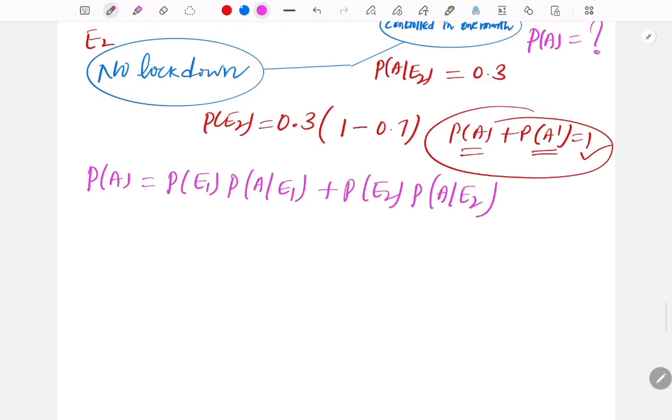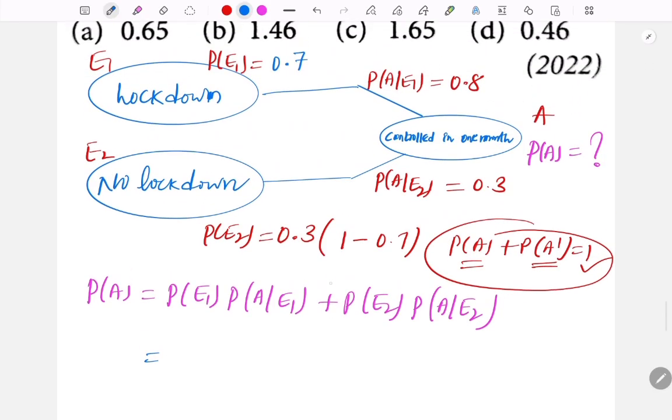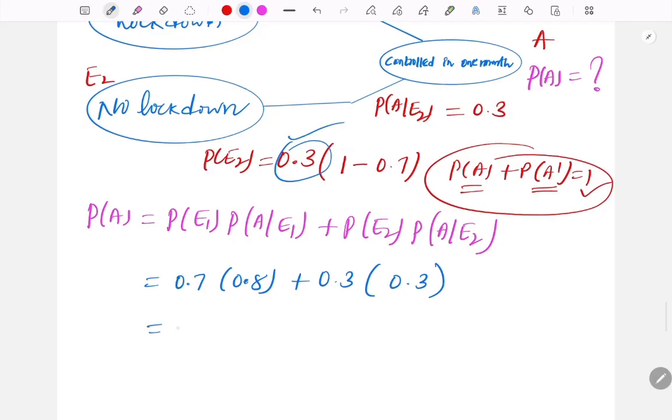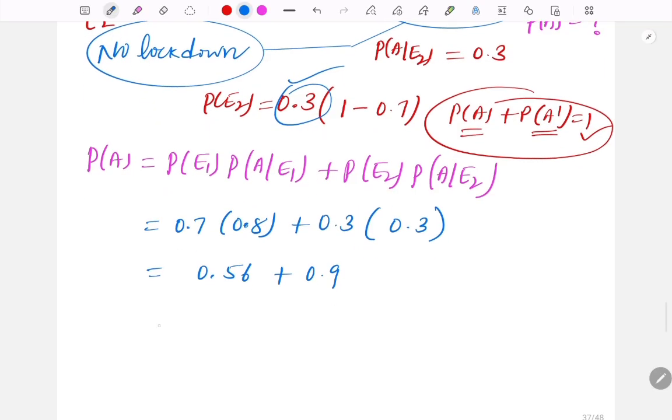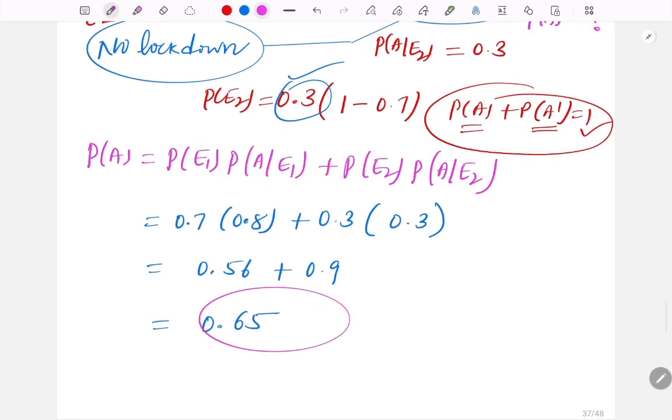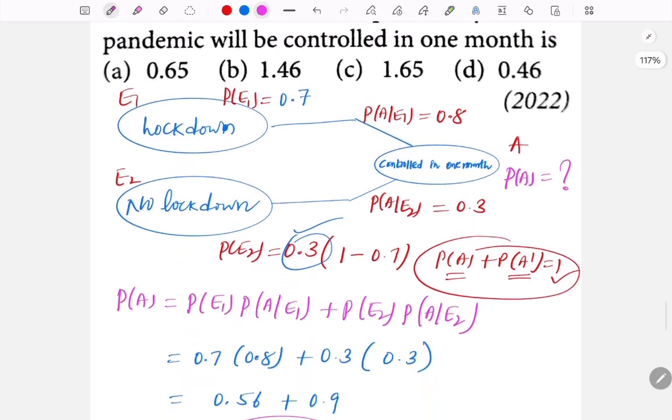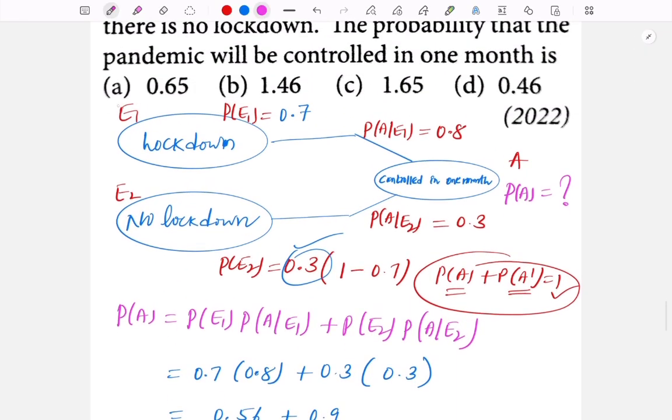Now substitute all those values and then tell me the answer. What is the P of E1 answer? 0.7, and A by E1 answer 0.8, plus P of E2 answer 0.3 into P of A by E2 0.3. Now multiply and then tell me. Here 0.7 into 0.8 is 0.56 and this one 0.3 into 0.3 is 0.09. So if we add, how much will you get? 0.65. This is our required probability answer. Clear? The option 0.65 is there. Yes, it is option number A.